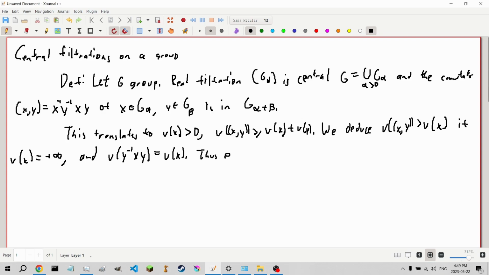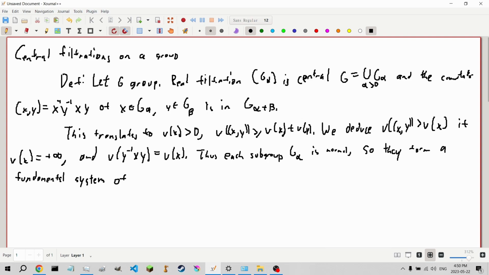Thus, each subgroup G alpha is normal. So they form a fundamental system of neighborhoods of our identity for a topology compatible with G as a group.